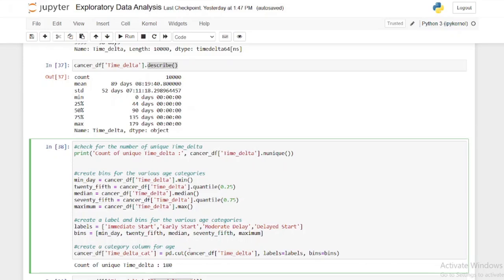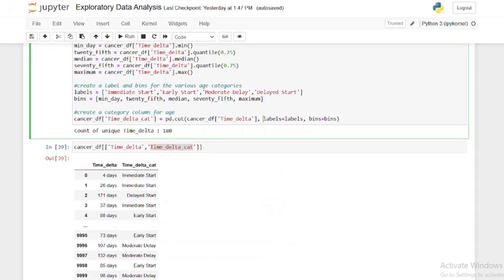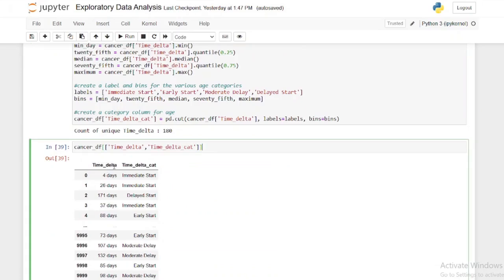The pd.cut method is going to take in the column which you want to cut. That's the column you want to categorize, your label values, and your bins. So if I run this code, we would be getting our time data underscore categorical column. So we could see our time data column, which is the difference between the date a patient was diagnosed and the date a patient started treatment.